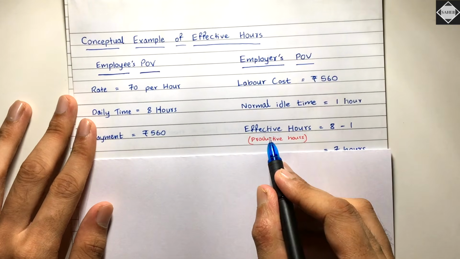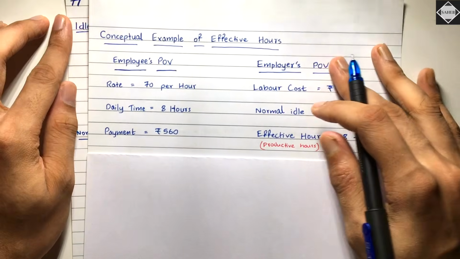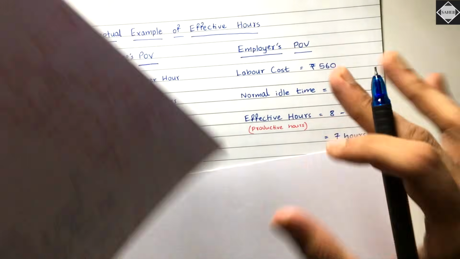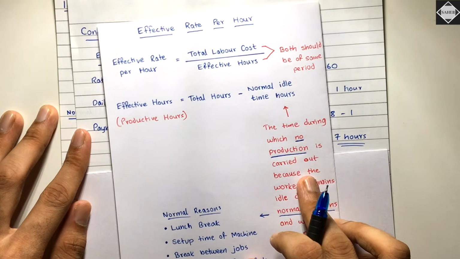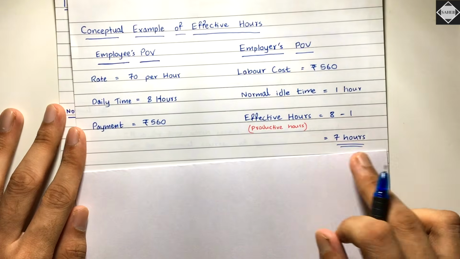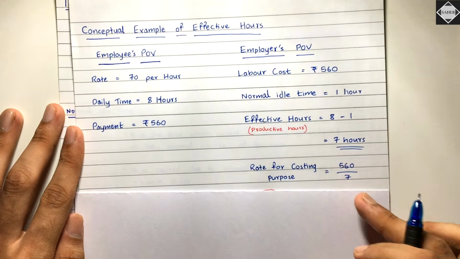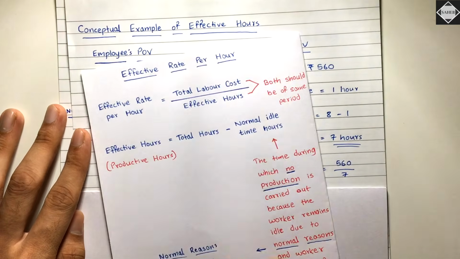So then you have to calculate effective hours. How do you calculate effective hours? As I said, effective hours means productive hours, right? So the productive hours calculation is really simple. Total hours minus idle time, just normal idle time. 8 minus 1, so that's 7 hours. Clear? Simple. Now after this we have to calculate the effective rate per hour.